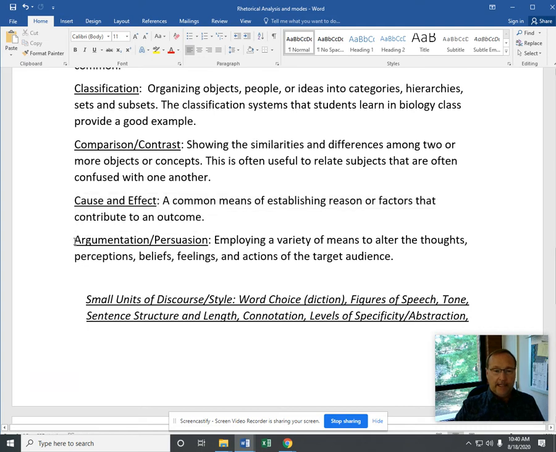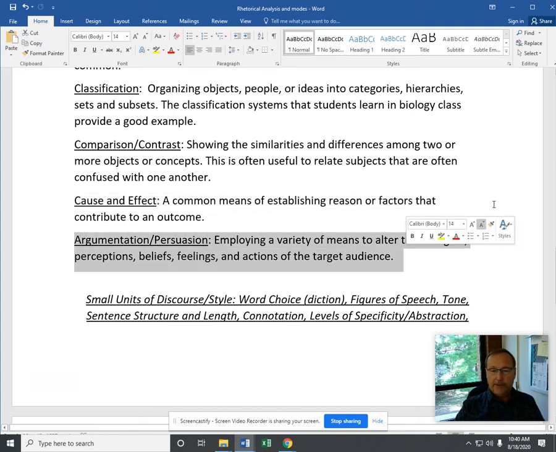All right, then we take a look at, finally, argumentation or persuasion, which is a lot of what we're going to be working with this semester. Employing a variety of means to alter the thoughts, perceptions, beliefs, feelings, and actions of the target audience. And the thoughts, the perceptions, the beliefs, the feelings should ultimately end up with changing the actions. We want people to do something, not just to think in a certain way, not just to change the way they believe, but to actually do something based on what you've been studying.